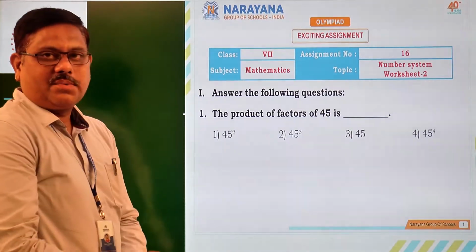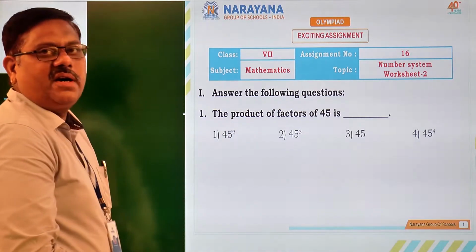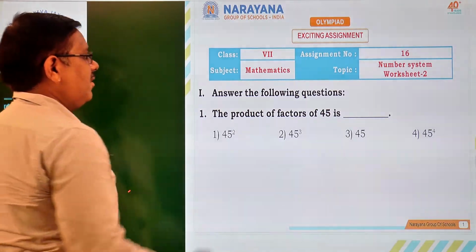Okay, now let us start the problems. The first problem is: the product of factors of 45 is. He is asking to find out the product of factors of 45.